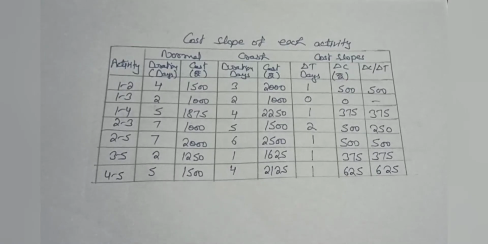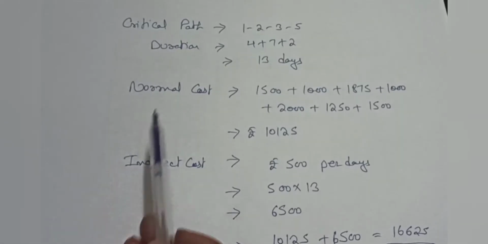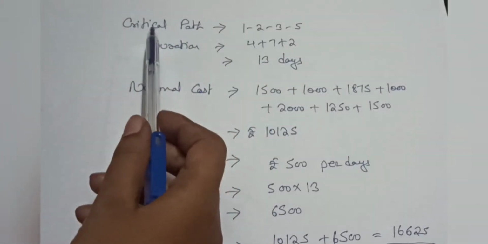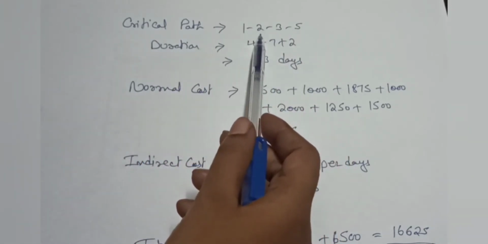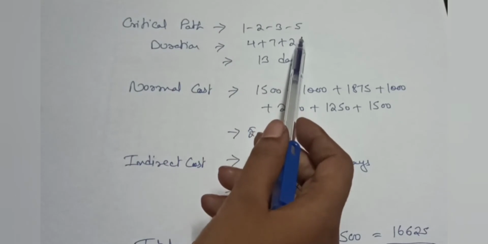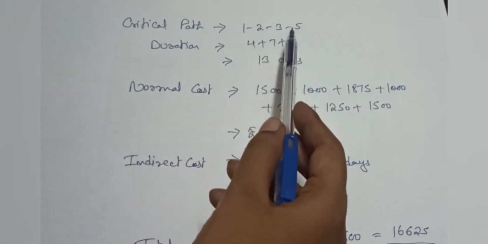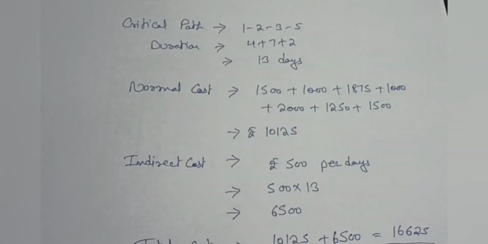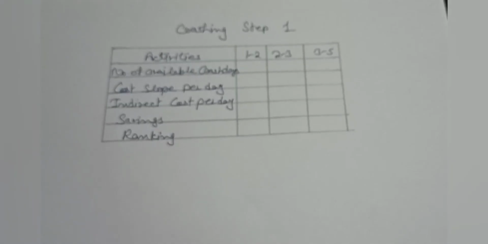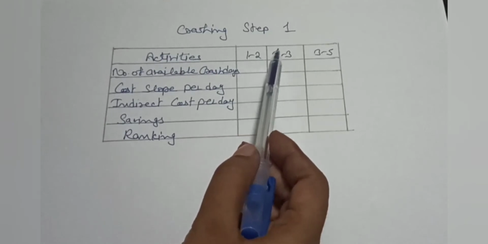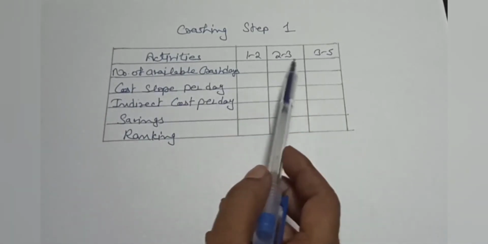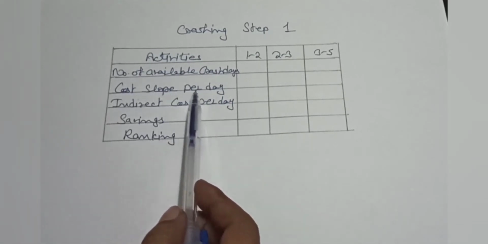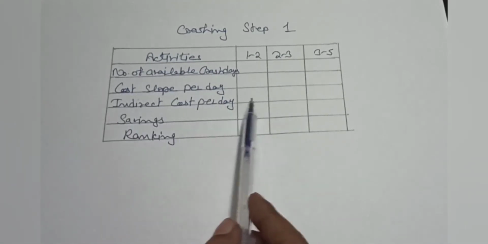Now we will crash our activities. For crashing the activities, we will choose our critical path, as we have 3 activities in this path: 1 to 2, 2 to 3 and 3 to 5. So we will compare the crash cost for these activities. So we will draw the chart like this. These are our activities: 1 to 2, 2 to 3 and 3 to 5. Here we will write number of available crash days. Here we will write cost slope per day. Here we will write indirect cost.